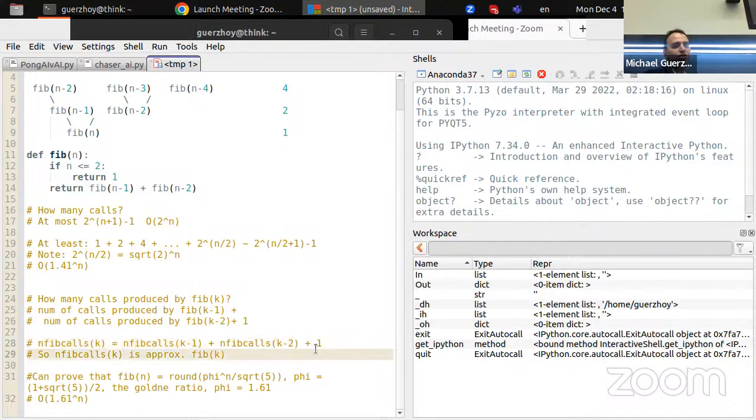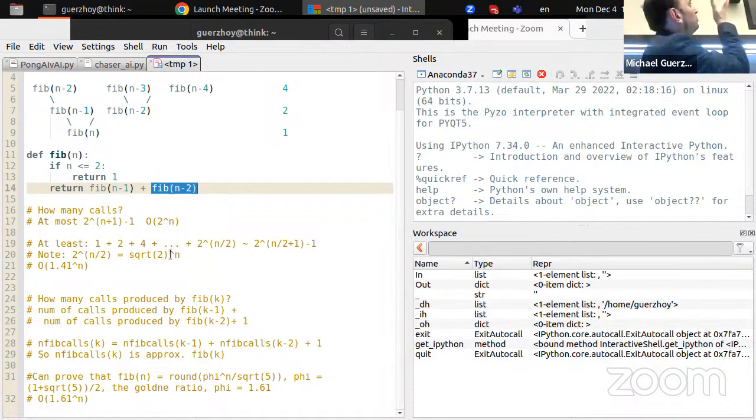Right? So the call itself plus whatever it takes to compute this for n equals k, plus whatever it takes to compute this for n equals k. And then we just observe that this formula actually kind of looks like the formula for the Fibonacci numbers. So it's going to be approximately, we haven't proven that that's exactly it, but it's approximately Fibonacci of n. And like we saw, it kind of works out.